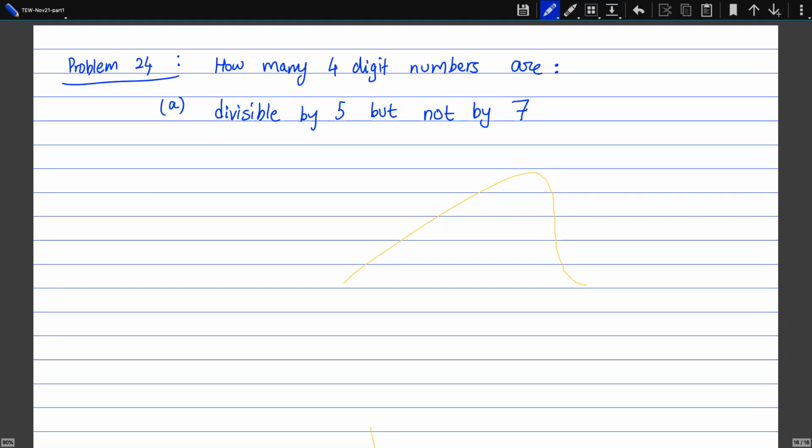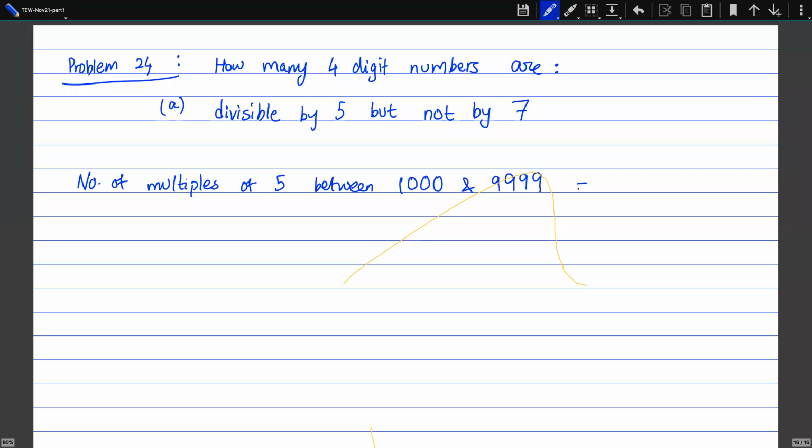So how would we do this? Any suggestions? How many are divisible by 5 for a start? We have to find the number of multiples of 5. Suppose I knew how many multiples of 5 there are. Then you have to subtract from it the multiples between 1 and 1000. Fine. So let's first find the number of multiples of 5, that's what you're suggesting, right? The number of multiples of 5 in this range, including both 1000 and 9999.